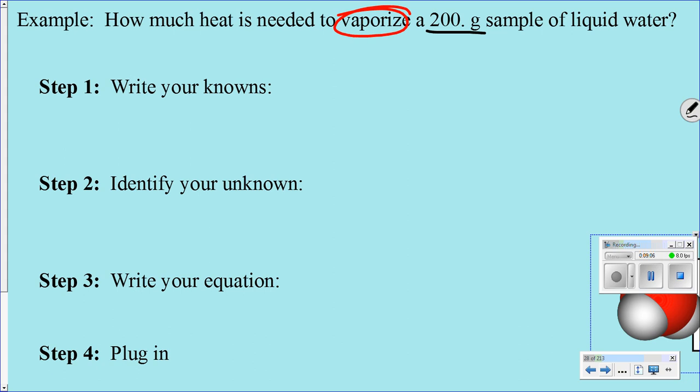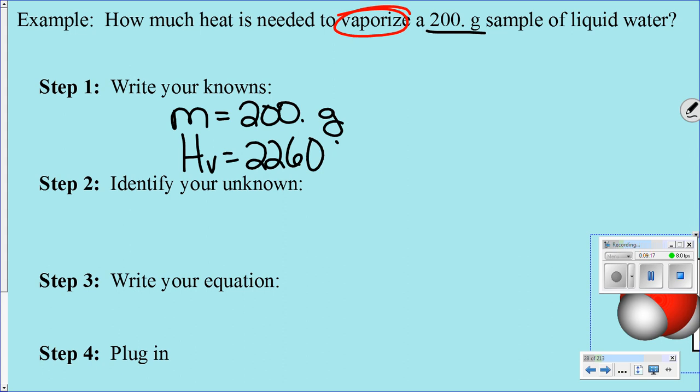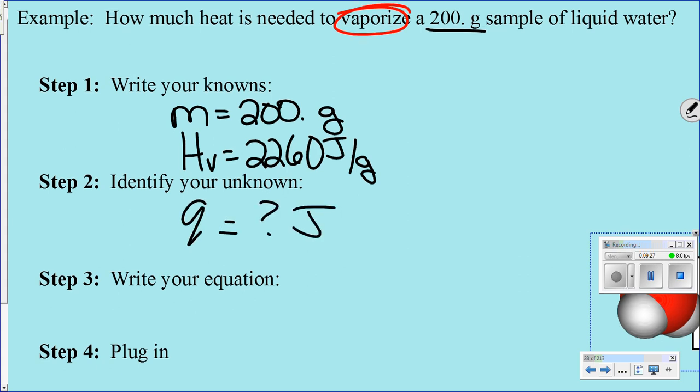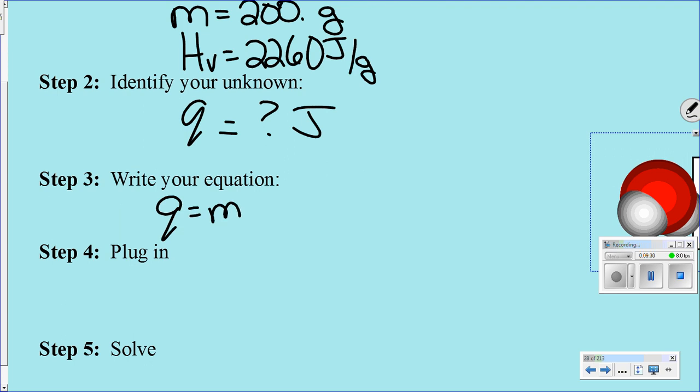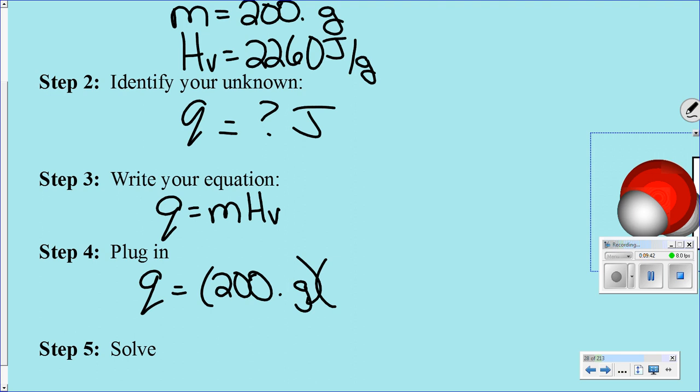A 200 gram sample of liquid water. So we know we have a sample that has a mass of 200 grams. And because we know we're vaporizing, we will be using heat of vaporization, which again is found on reference table B, 2,260 joules per gram. Our unknown is Q. That's heat in joules. So we're using Q equals mHV. So Q equals 200 grams times 2,260 joules per gram.